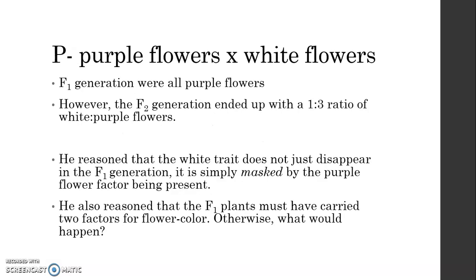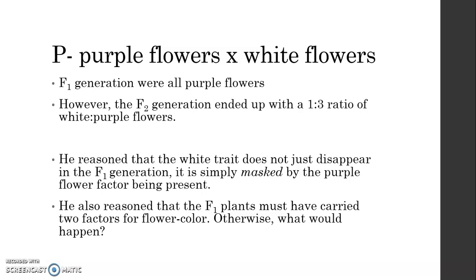So the parent generation of purple flowers by white flowers, the first generation were all purple. However, when he took the F1 generation purple flowers and crossed them together, he ended up with an F2 generation that had a ratio of 1 to 3 white to purple flowers. So 3 of the flowers ended up being purple out of every 4, and 1 out of every 4 ended up being white.